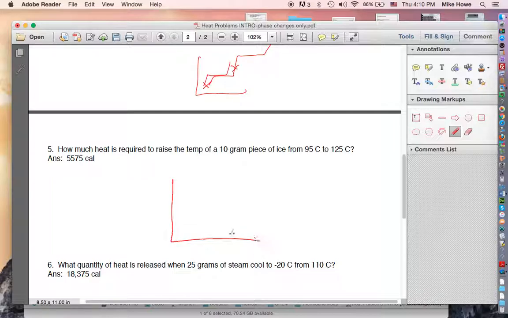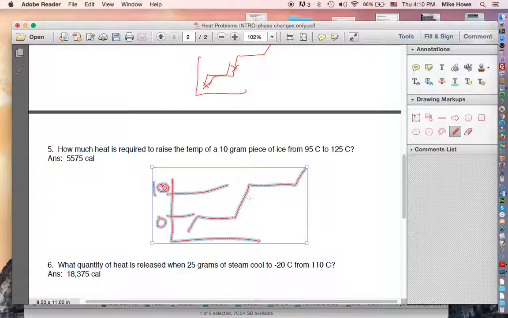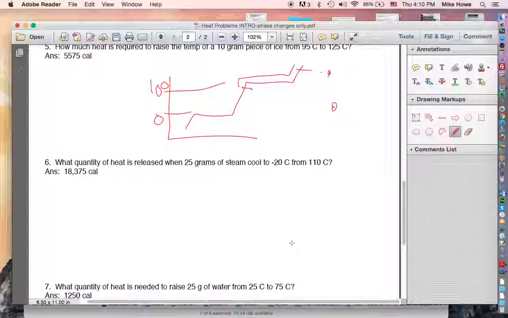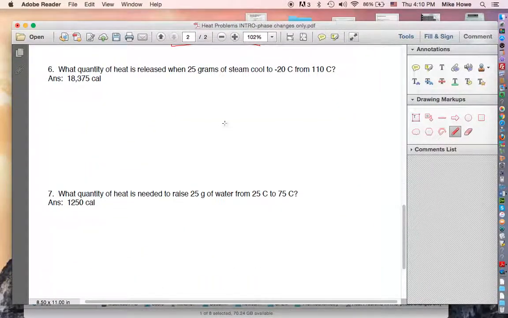Here's the same graph. Once again, what's this temperature? 0. What's this temperature? 100. So from 95, you're up here. You're going to 125 up here. So up, over, up. 3 steps. This one, you're going to go from negative 110 down to negative 20.